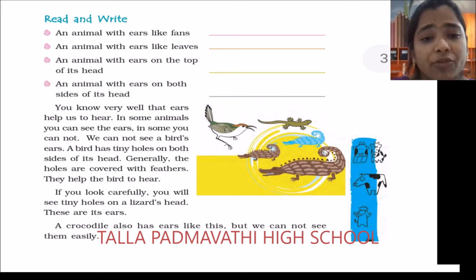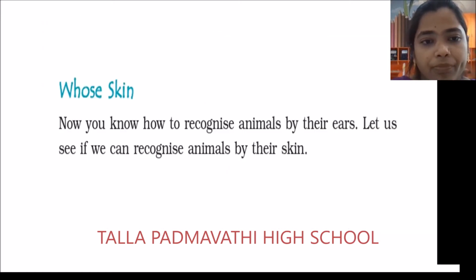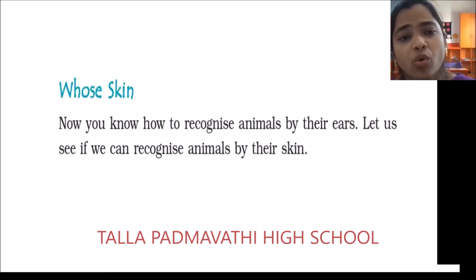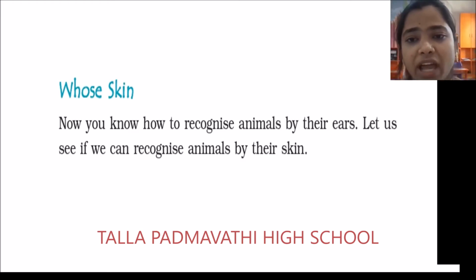If you look carefully, you will see tiny holes on the lizard's head. These are its ears. If you try to watch a lizard, it will also have tiny holes. So those holes are used for hearing. A crocodile also has ears like this, but we cannot see them easily. Skin. Now, you have to recognize animals by their ears.